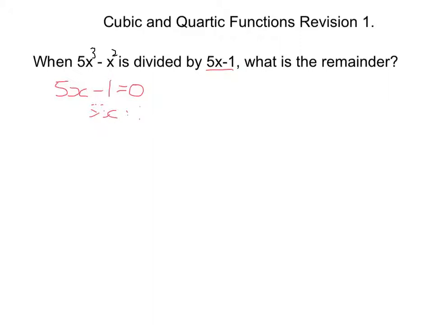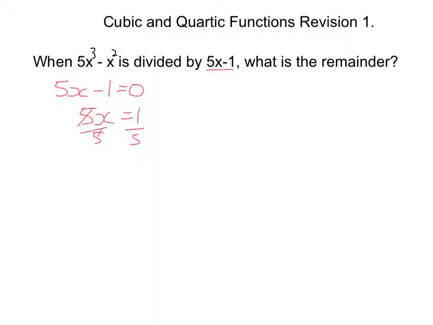Whoops, this hasn't worked very well, has it? Let me rub that out and do it again. Okay, so add 1 to both sides, we have 5x equals 1, and then divide both sides by 5. That gives us x is equal to 1/5, positive 1/5 that is.